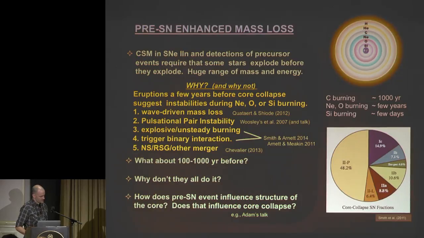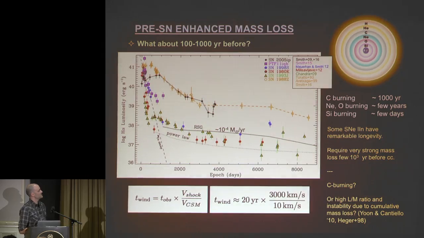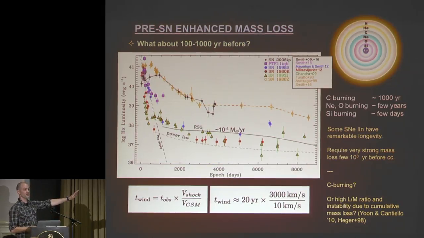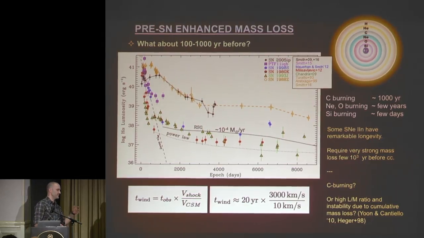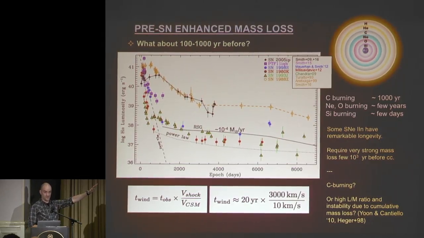But then what I wanted to end with is that there's actually a family of these type 2Ns. Some of them have mass loss that seems to have gone on a year before the supernova. But there's a bunch that were raging for thousands of years before the supernova. So this is a plot of H alpha versus time, and this is supernova 1988Z, which if you've heard of that one, it's still going. It's still very luminous in H alpha.